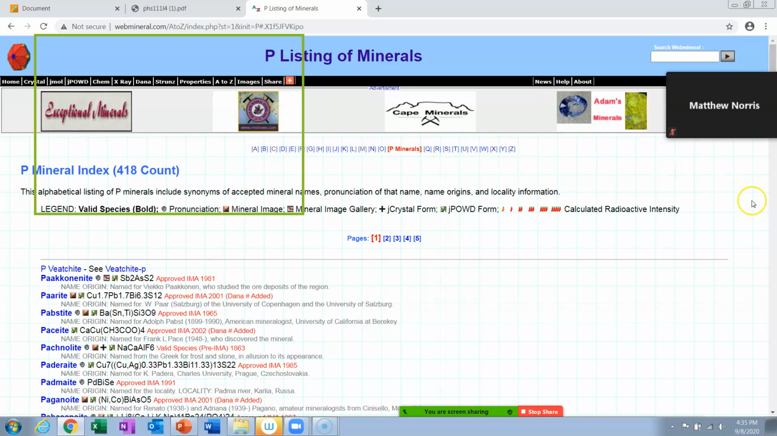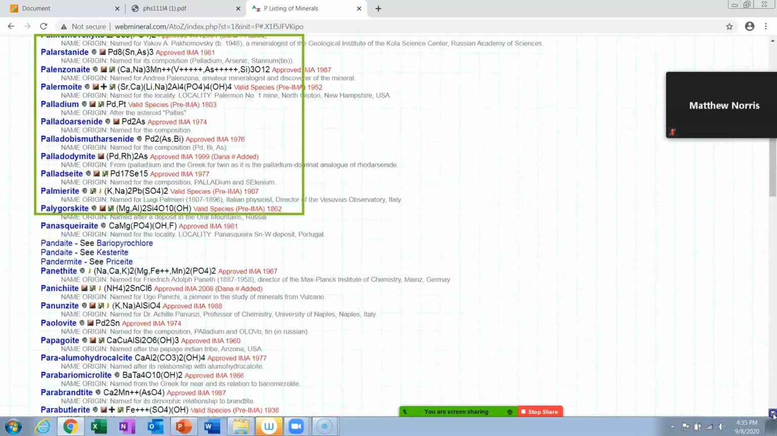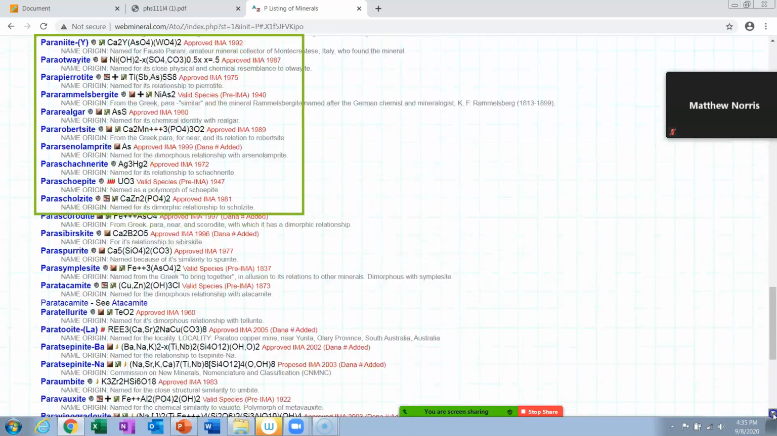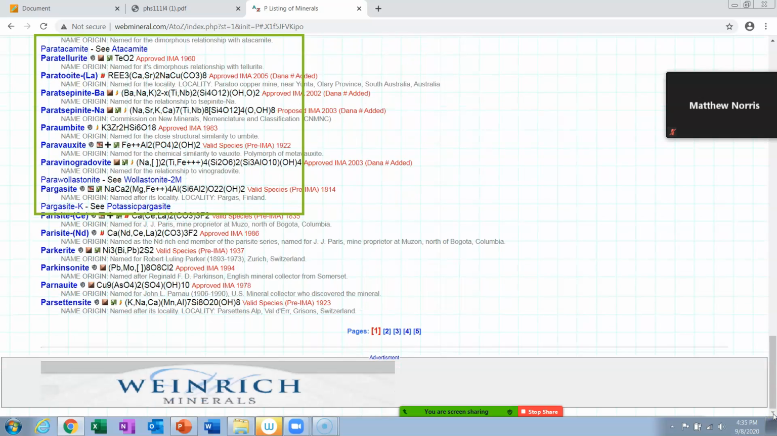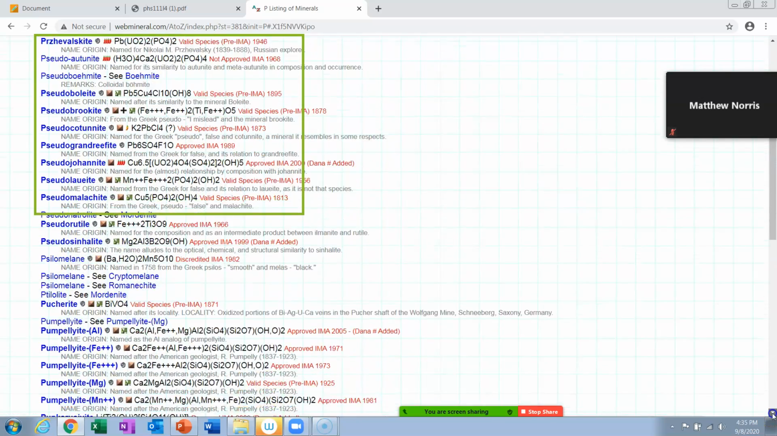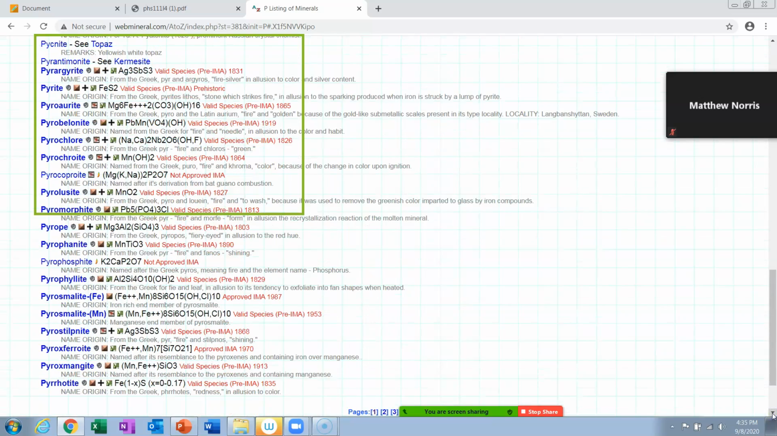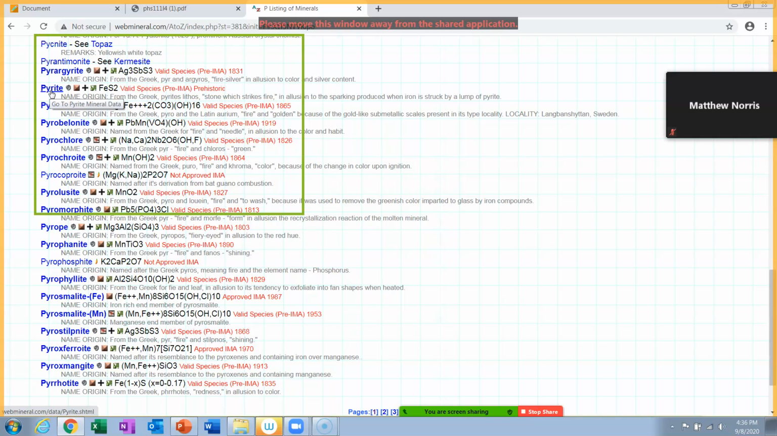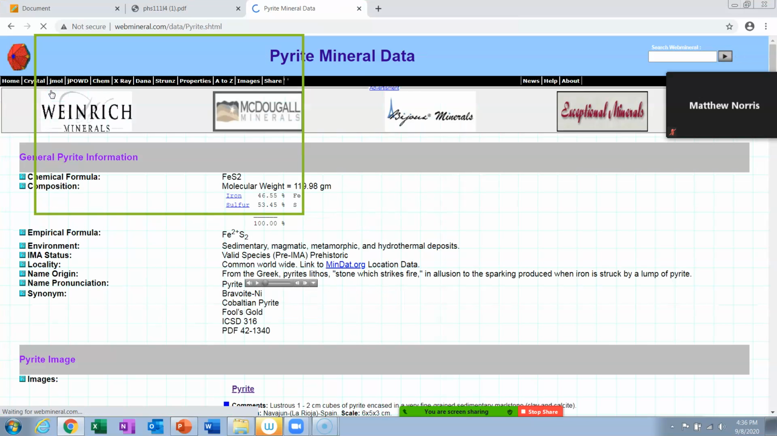Now it's alphabetical, so here you've got to do a lot of scrolling. Pyrite's going to be right at the end of that because pyrite is PY. I would go to number 5 here, and let's see what we get. Yeah, keep going. All right, pyrite. Oh, there it is right there. You see it? There's pyrite.